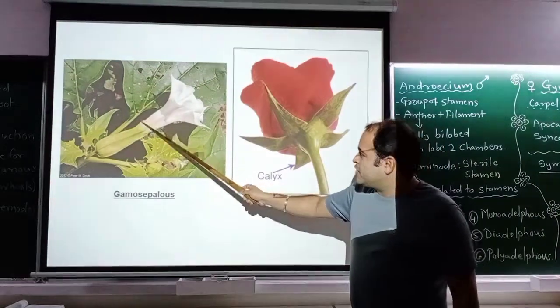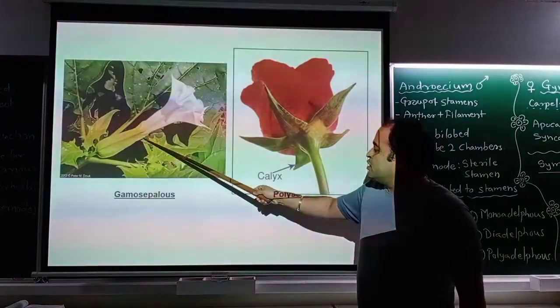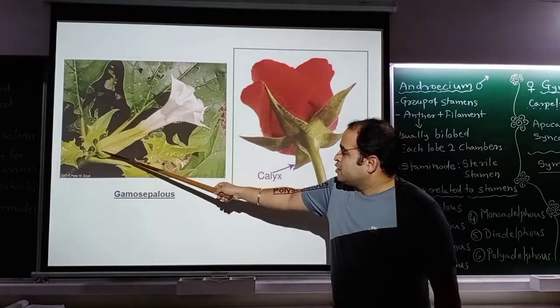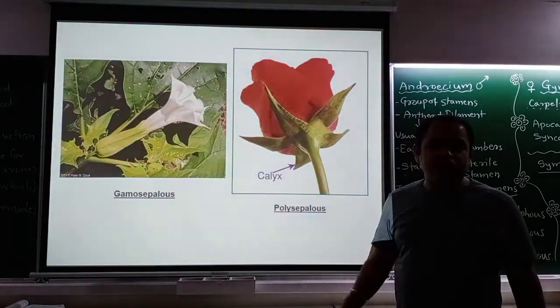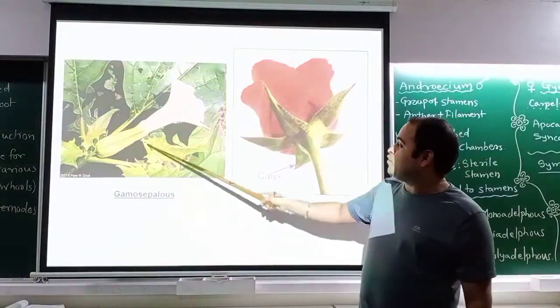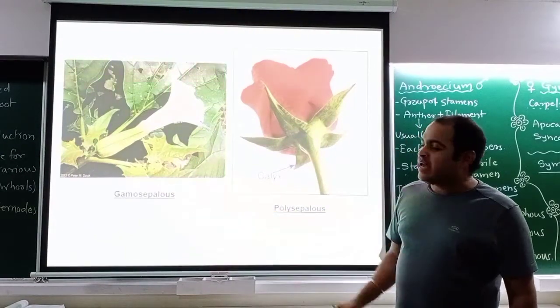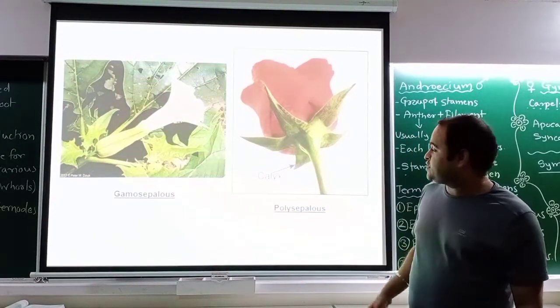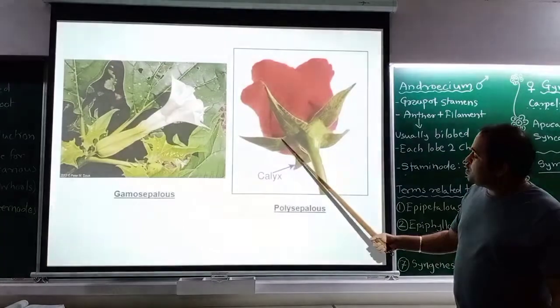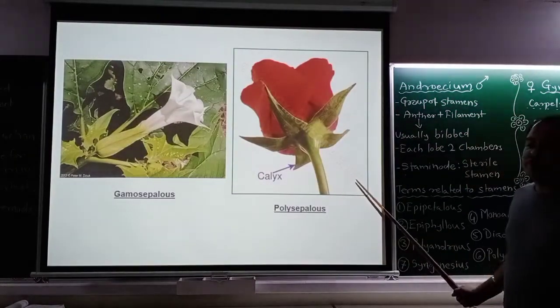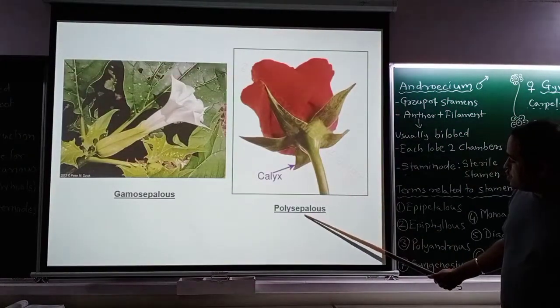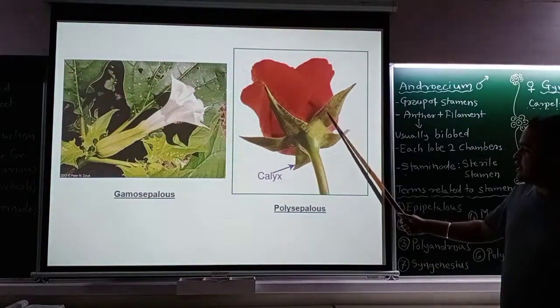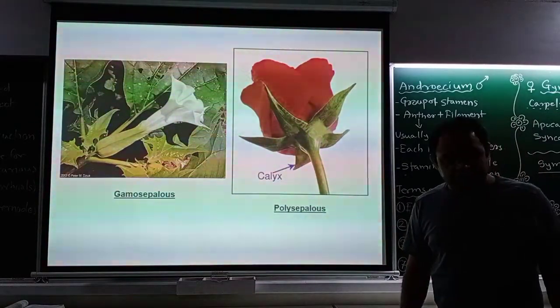Here you can look at this particular structure. It is a prominent structure quite well, and this tube-like structure is formed by the fusion of the calyx or the various sepals. So this particular structure is present with the rose. So it is polycephaly condition, polycephalus condition.